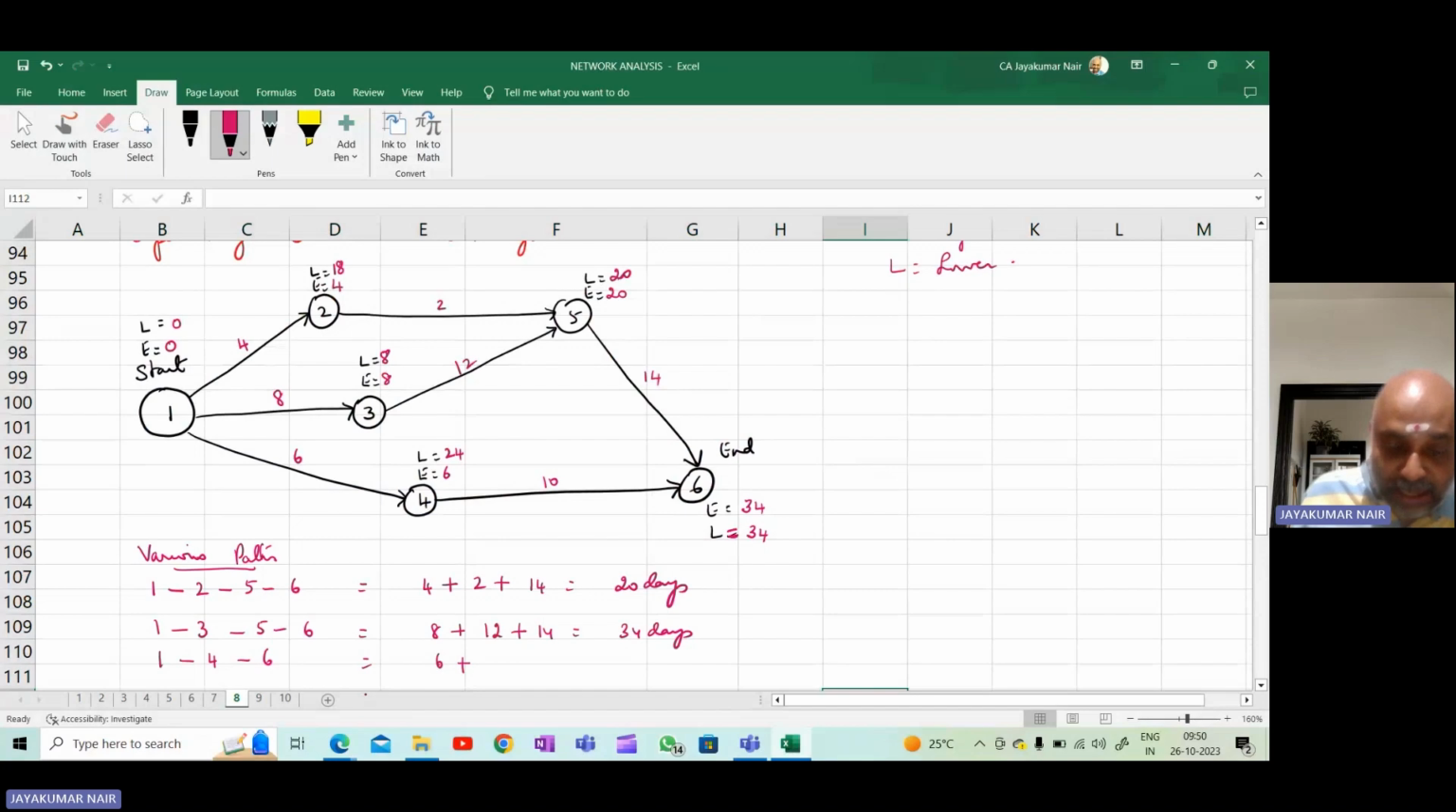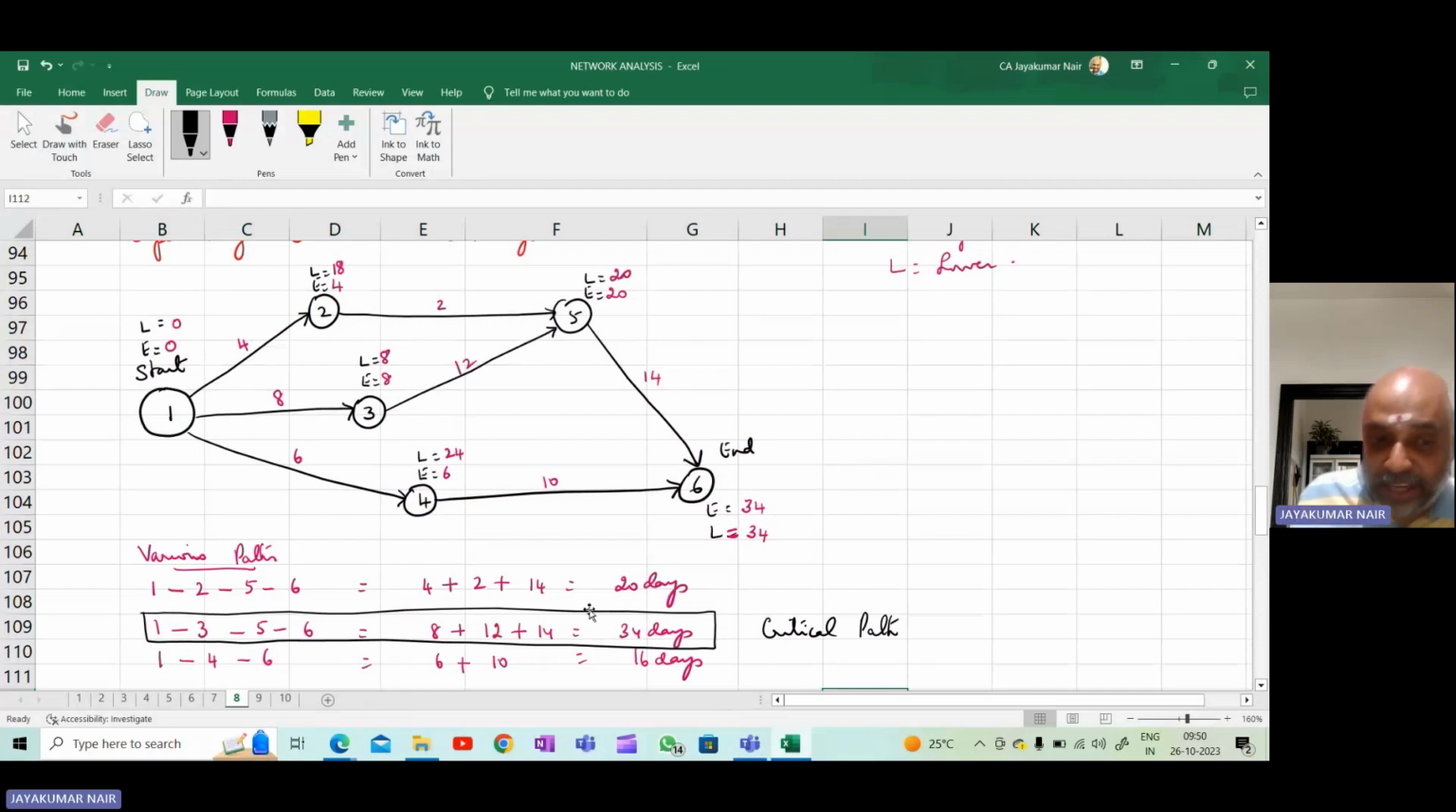4 to 10, 10 days. 4 to 6, 10 days. Therefore, 16 days. So how do you identify the critical path? The one which takes the maximum time. This is called the critical path.